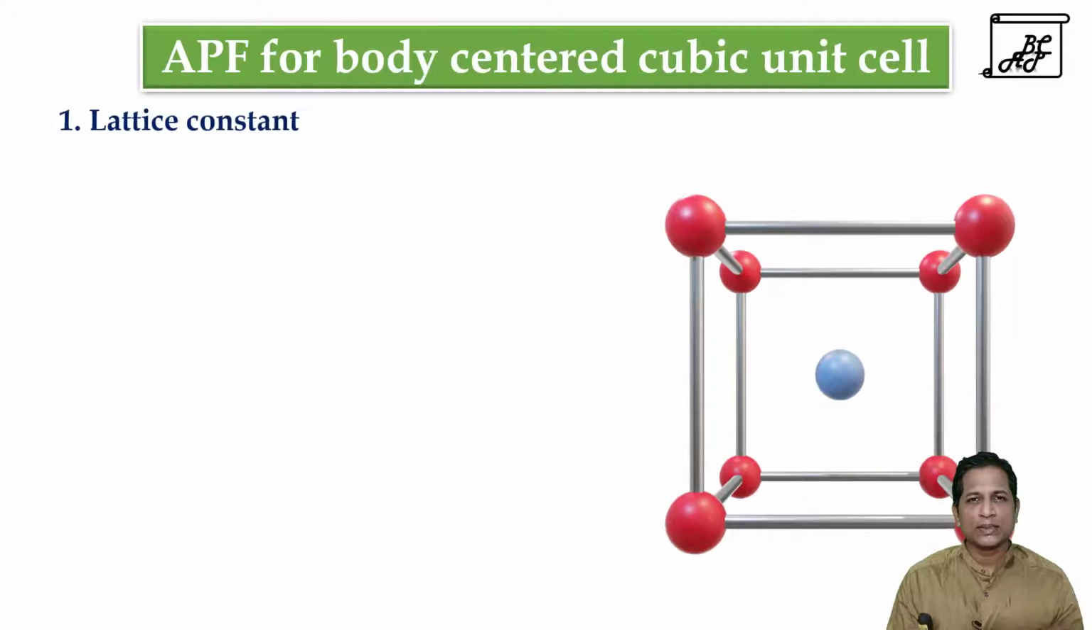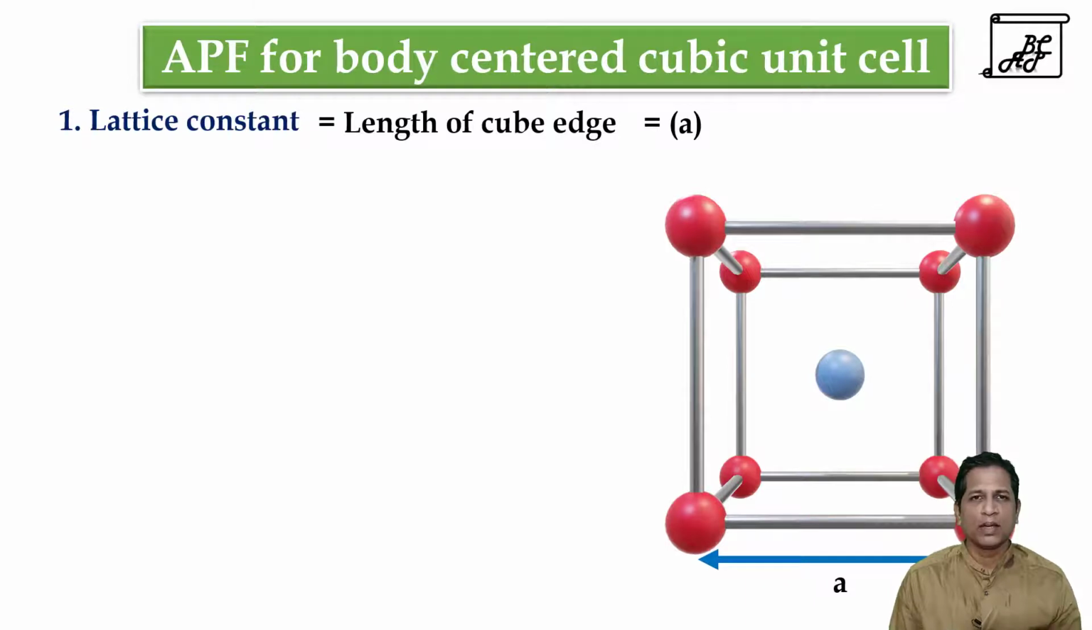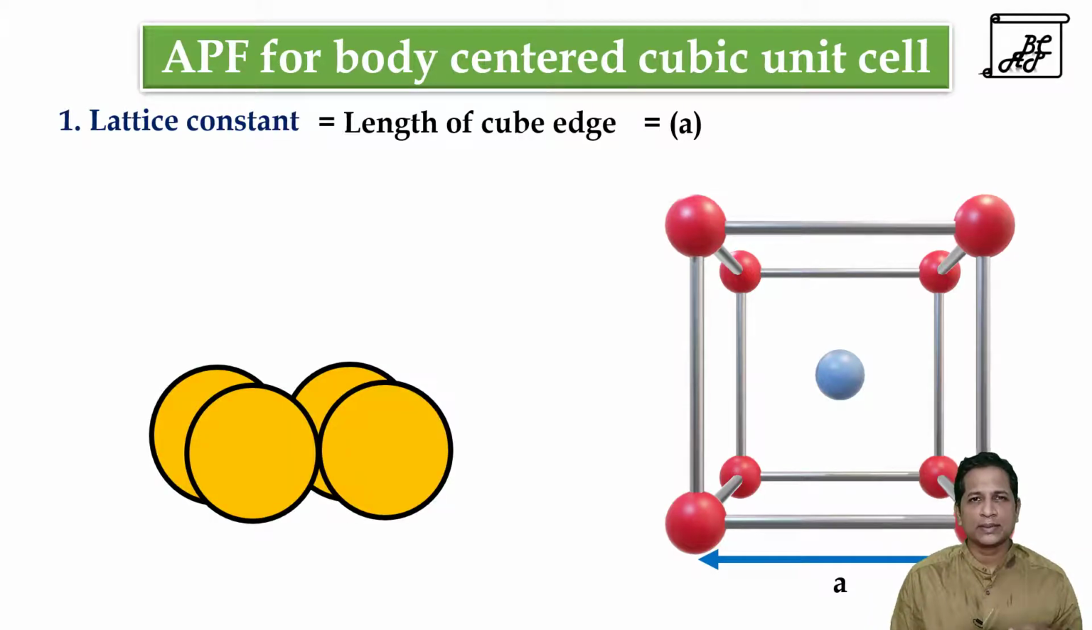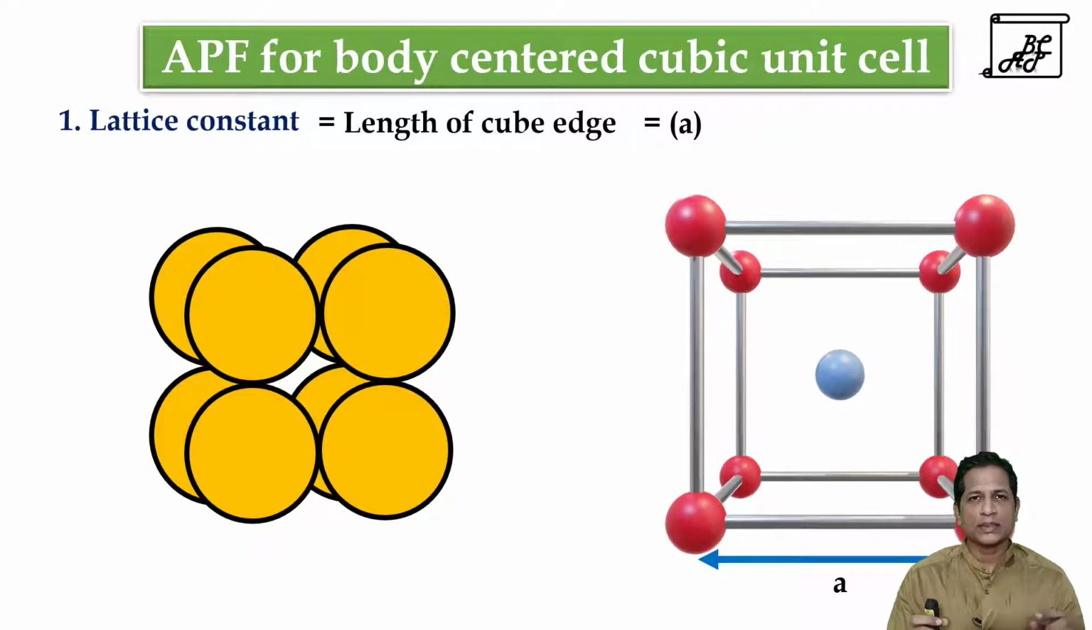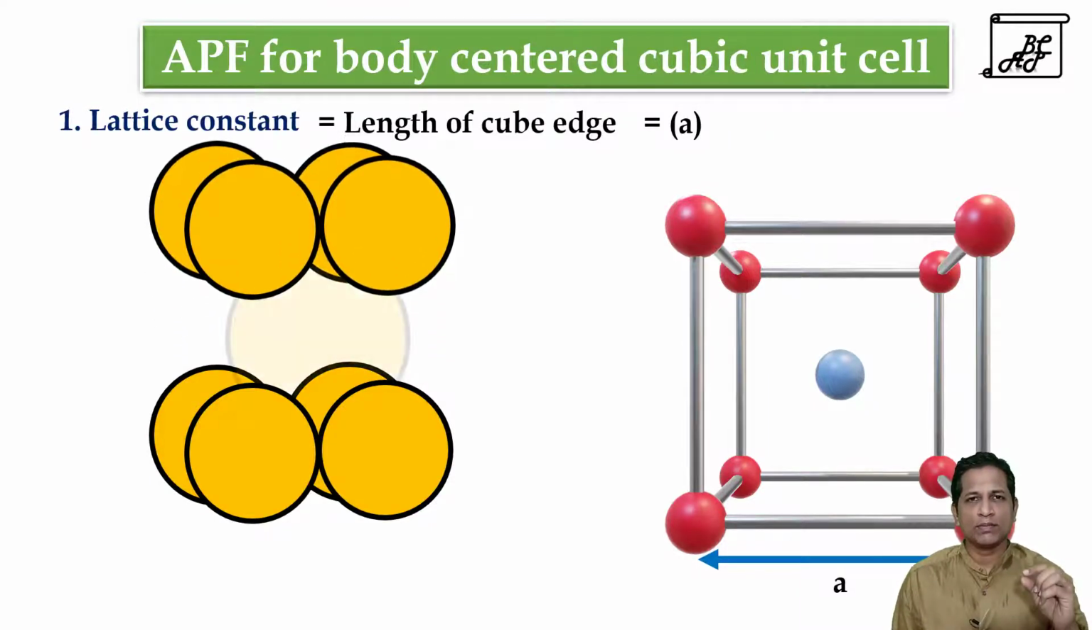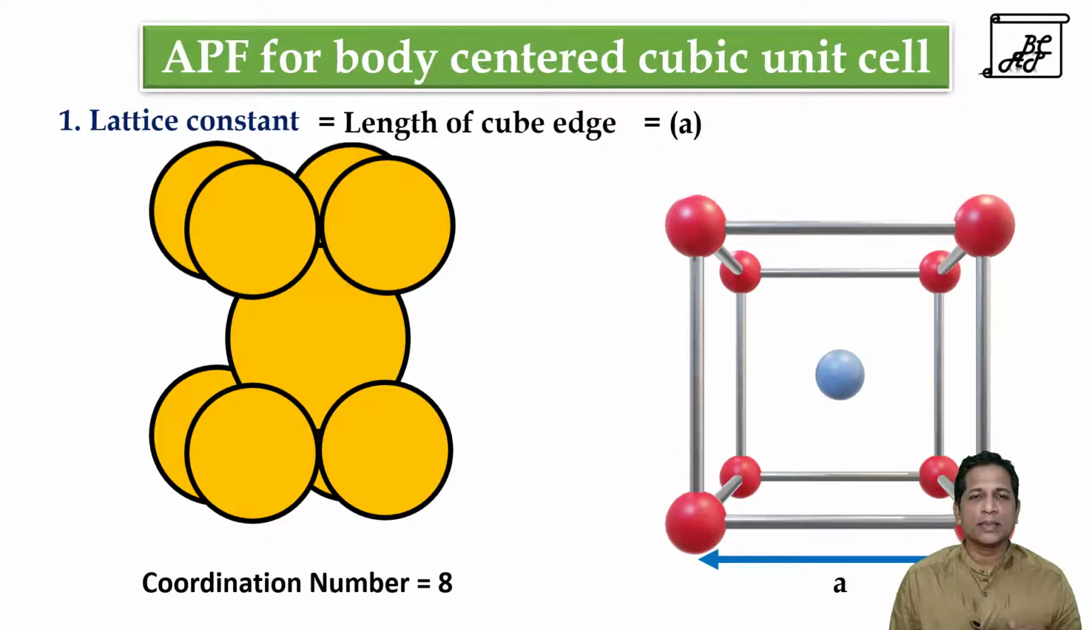It is the distance between the centers of two corner atoms and is the length of edge of a cube denoted as a. In case of simple cubic unit cell, we have seen that the corner atoms touch each other like this. But what is the difference in case of body centered cubic unit cell? Because there is an atom at the center of the body, these atoms undergo slight opening and there is a presence of one additional atom at the center of the body. Because of this central atom, the corner atoms do not touch each other. Instead, a central atom is in contact with the 8 atoms at the corner. Thus, the coordination number is 8.